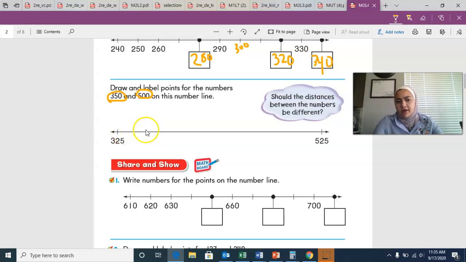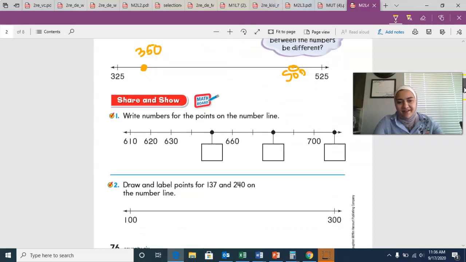This would be 340. I would write 350 right here. Closer to the 325, right? And then, so this is 350. Here we go. And then this is 500. I wouldn't write 500 here because this is 525. 500 is kind of close to 525. I would write my 500 here. Good job. All right, moving on.